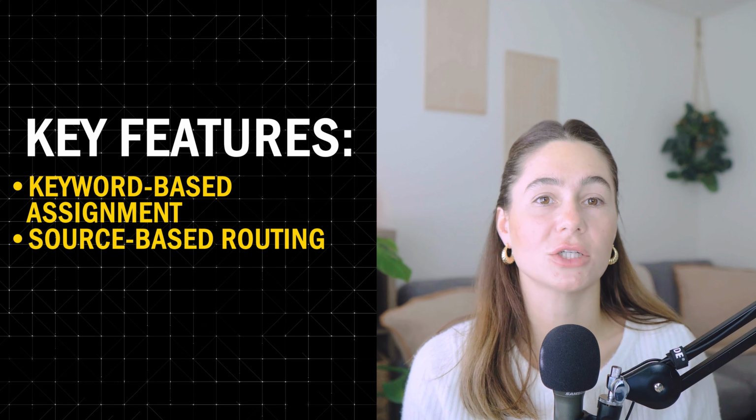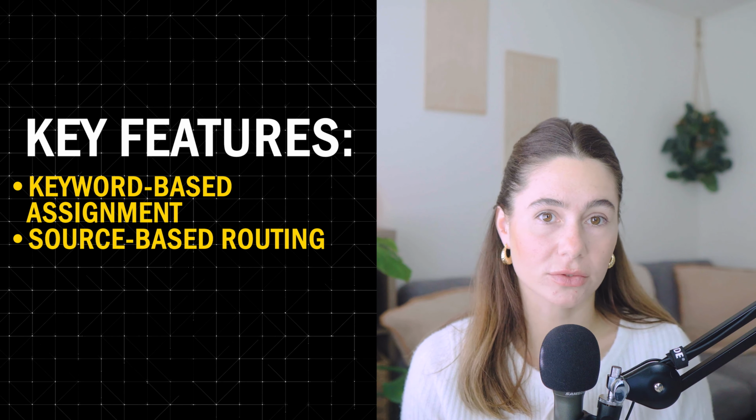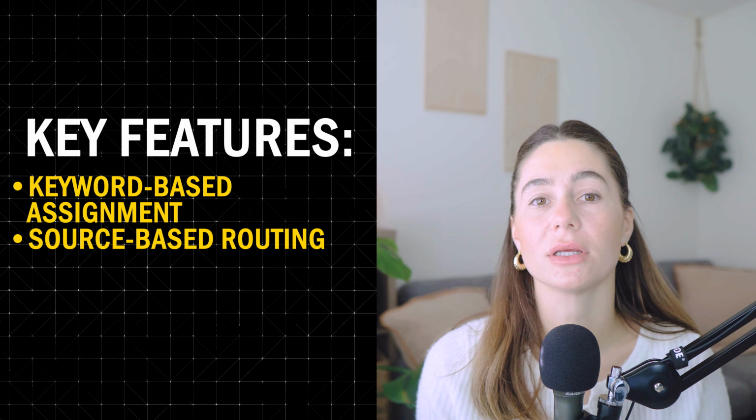Let's talk about some of the key features. One key feature of GoHighLevel's conversation routing is keyword-based assignment. This allows you to route conversations based on specific words or phrases someone uses in their message. For example, if someone mentions pricing, support, or a specific service, the message can be routed to the right person automatically. Another important feature is source-based routing. This lets you assign conversations based on where the lead came from. Messages from paid ads, organic traffic, or referrals can all be handled differently without manual sorting. We've also got team-based routing. Instead of everyone seeing everything, you can assign conversations to specific users or team members inside GoHighLevel. This keeps responsibilities clear and reduces overlap.